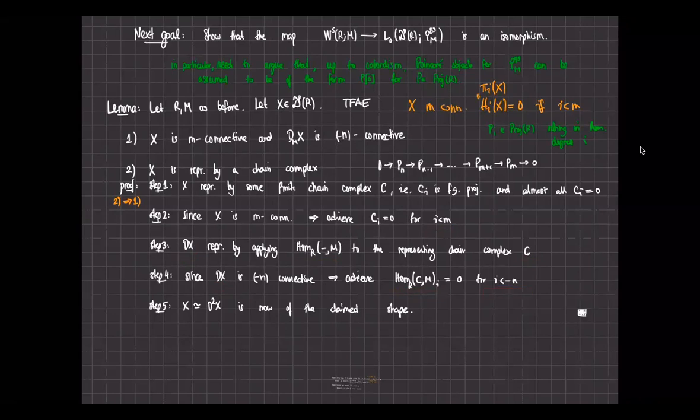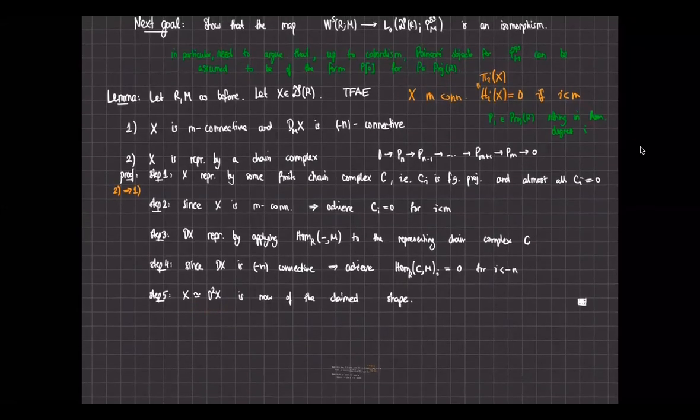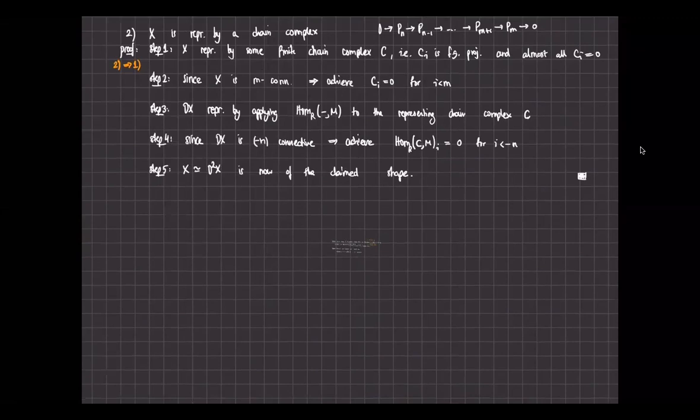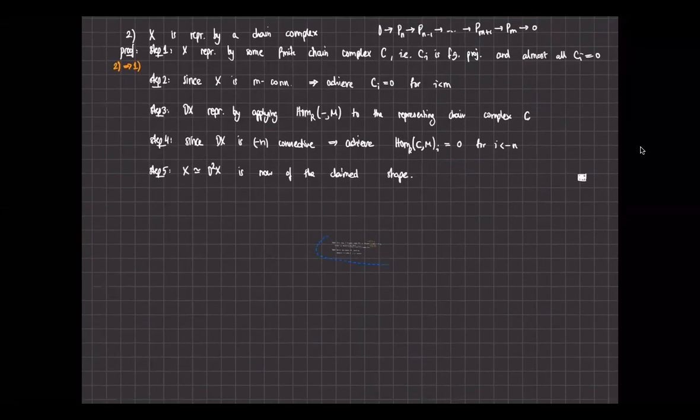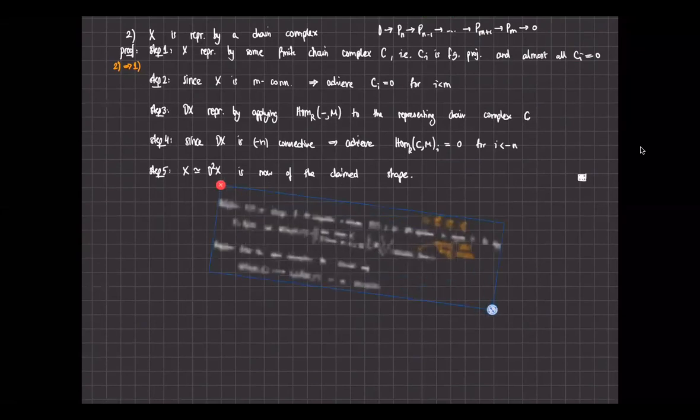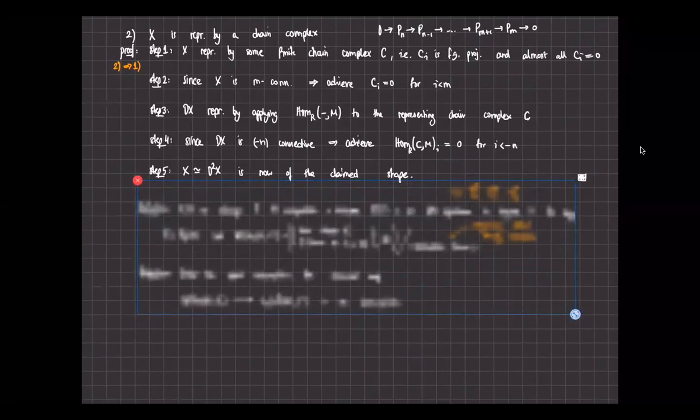And then you dualize again and achieve that X, which is isomorphic to the double dual, is now of the claimed shape. This is what you do, right? So it's really, you just represent, cut off, dualize, cut off, and dualize again, and then you're done. Okay, but this is very good because it allows us to phrase that a chain complex is represented by chain complexes concentrated in a certain range of degrees in terms of connectivity estimates on both X and its dual.